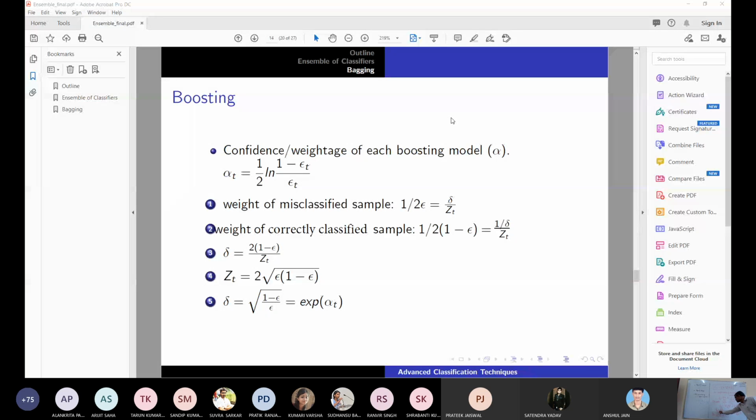So 1 by delta t equals 2 into epsilon t, 2 into root of epsilon t into 1 minus epsilon t. So now if you multiply it here, delta t equals square root of epsilon t into 1 minus epsilon t, and then this one will come down. So this is epsilon t into epsilon t. Okay, so you cancel this part, and you will have 1 minus epsilon t by epsilon t. So that is the value of delta t equal to square root of 1 minus epsilon t by epsilon t.